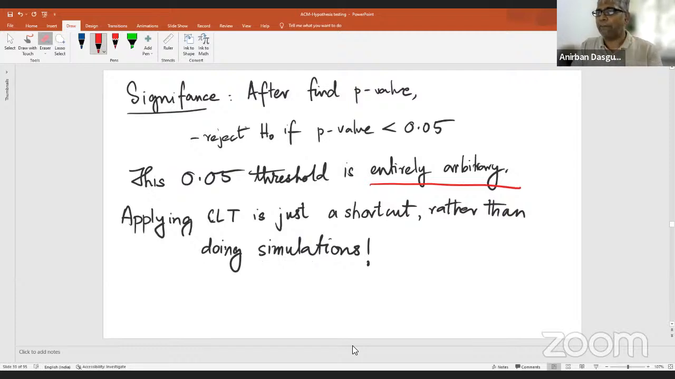As I said, if the p-value, which is the likelihood of seeing this statistic under H0, is less than 0.05, we say that I'm rejecting it. Notice that this threshold is entirely arbitrary. And also notice that the CLT is just a shortcut. You could always do simulations. The CLT just helps us cut through all this computational overhead. But in your mind, it should be that I can always tackle any hypothesis testing using just simulations, however complicated it may be.